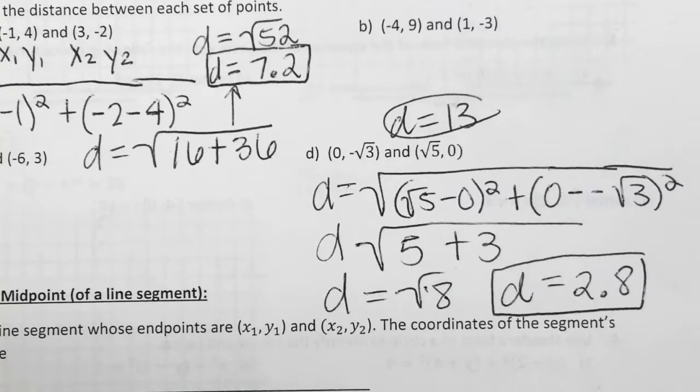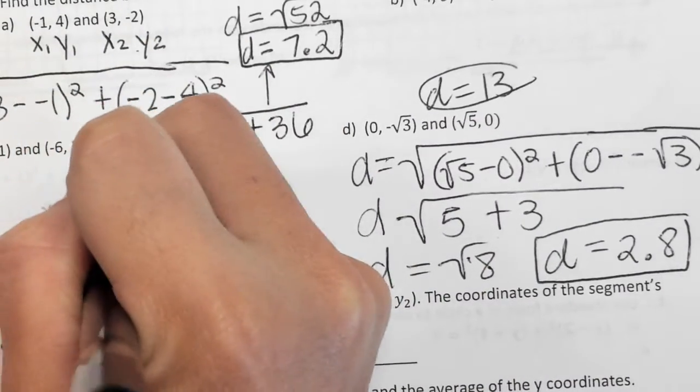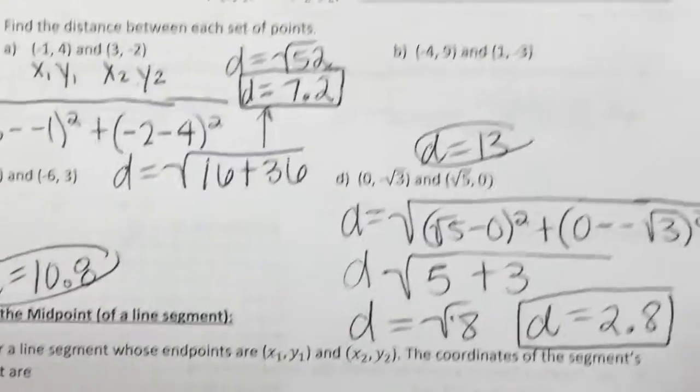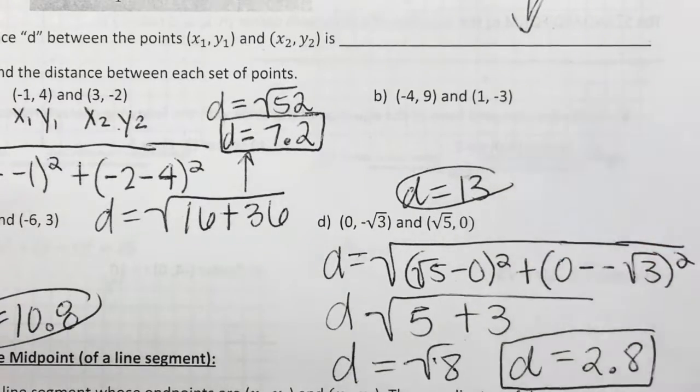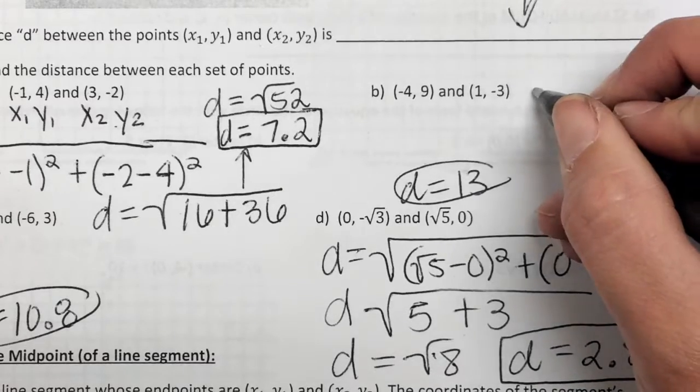Okay. And what'd y'all get for C? 10.8. Does everybody agree? 10.8? So we need to go over this one? Yeah, B. Okay, then somebody tell me, Miles, how to set the formula up.